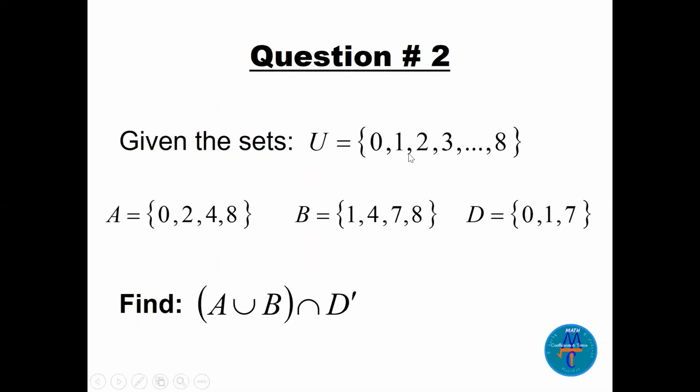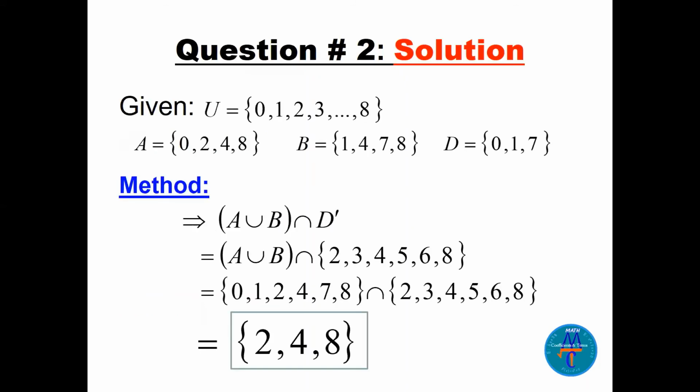Another one, let's see the words here we need. We have U, 0, 1, 2, 3 until 8. We have A, we have B, we have D. Let's find A union B intersection D prime. So you have to understand the words union, intersection, complement. That's the aim of this question, to understand the basic math terms. This is part 6 about sets. First find the union, then find D prime, this is D: 0, 1, 7. Find the complement, then find the intersection between this and D prime. You can pause the video for a minute, find the answer, and then we can go together and see the next slide.